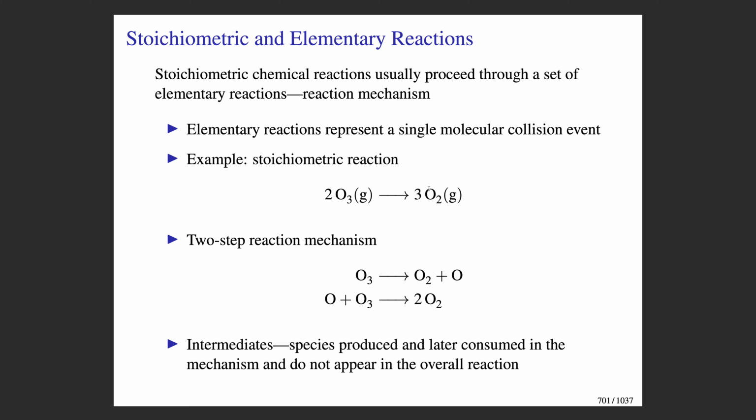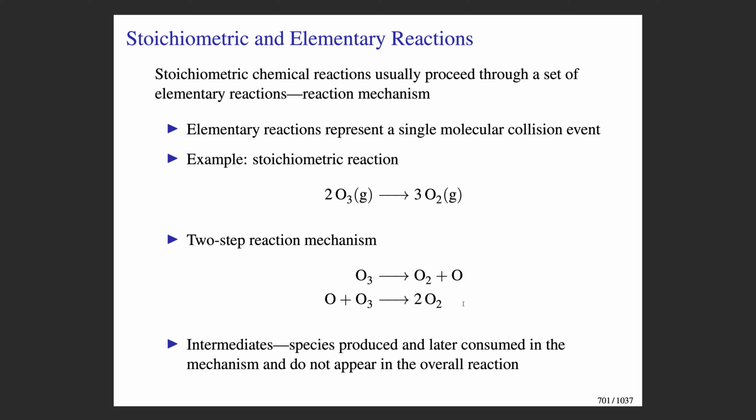So let's go through a quick example of a simple mechanism. Here we're talking about the decomposition of ozone to oxygen gas. One way of thinking about it is a simple two-step reaction mechanism where an excited ozone molecule falls apart into oxygen gas, diatomic, and an oxygen radical. That oxygen radical can then go on to react with another ozone molecule, causing it to break up and give you two more products. So this is a two-step mechanism.